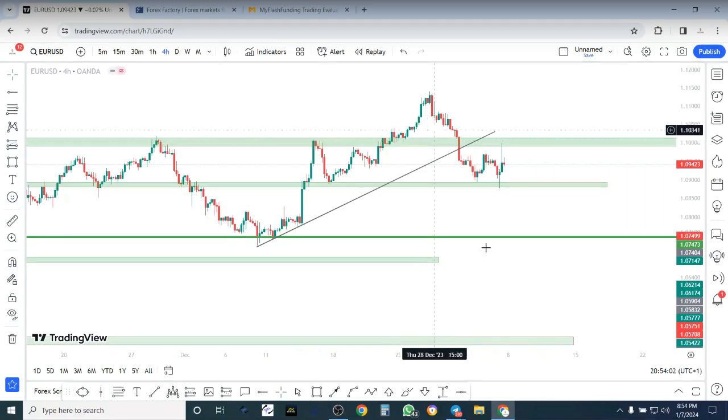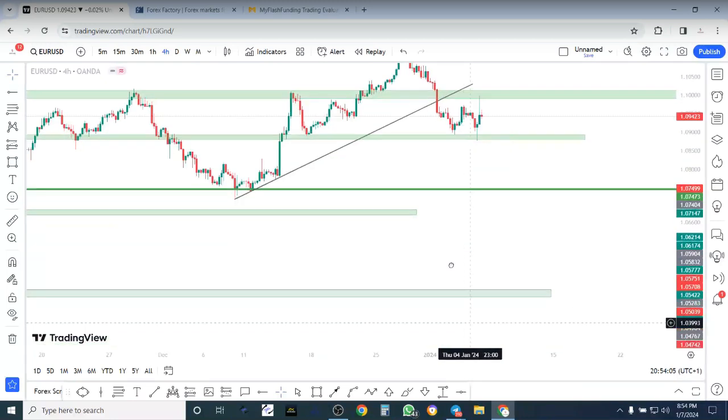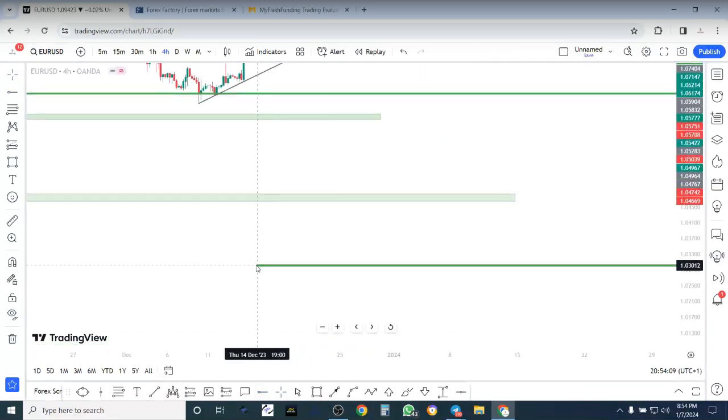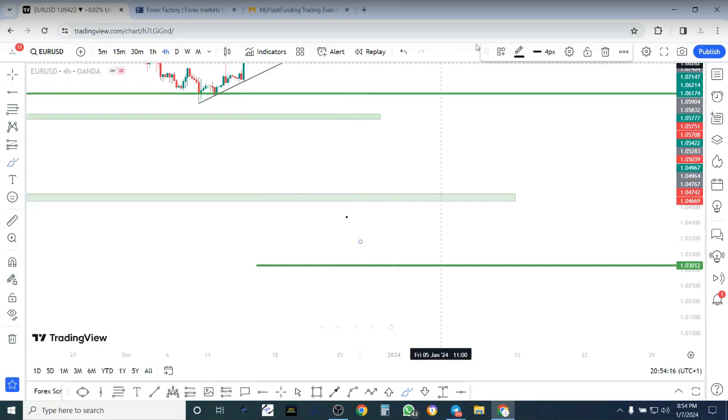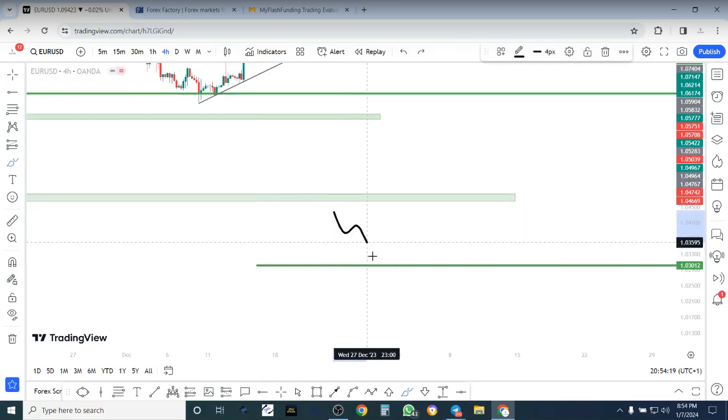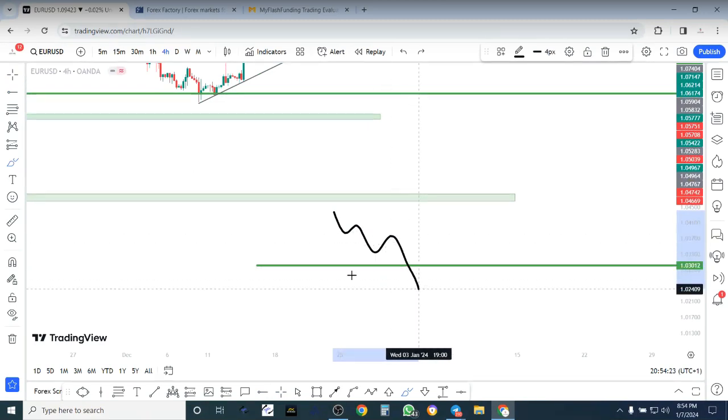So let's say, for instance, I have a support. This is my support. And let's say price was trending, creating lower highs, lower lows, lower highs. Then price was looking like this below my support. And then it had given me a retest and it was beginning to push down.